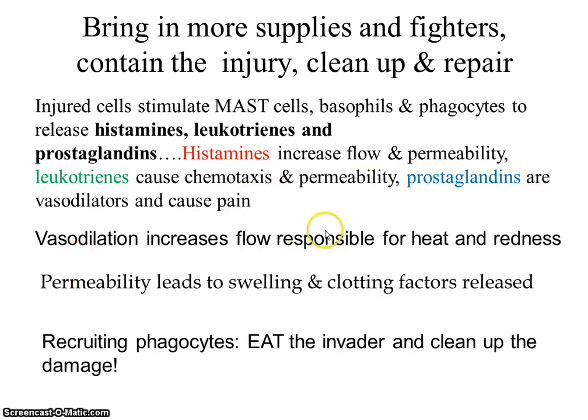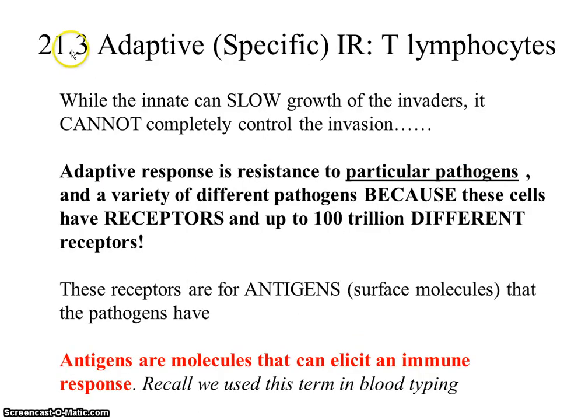So vasodilation increases flow, responsible for heat and redness. Permeability leads to swelling and clotting factors released. And recruiting phagocytes to eat and clean up all this damage. Right?